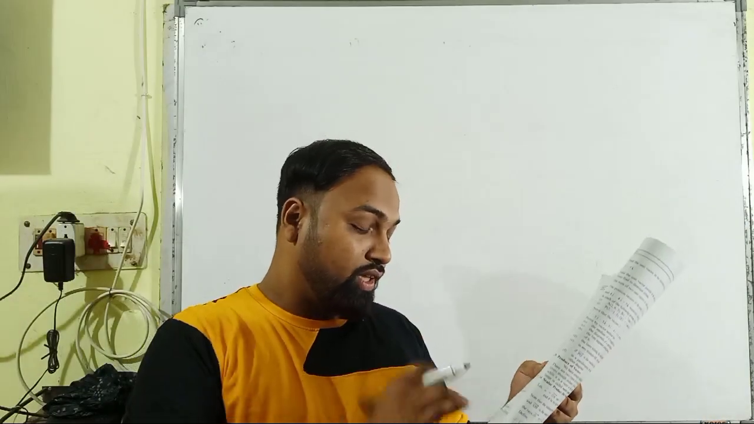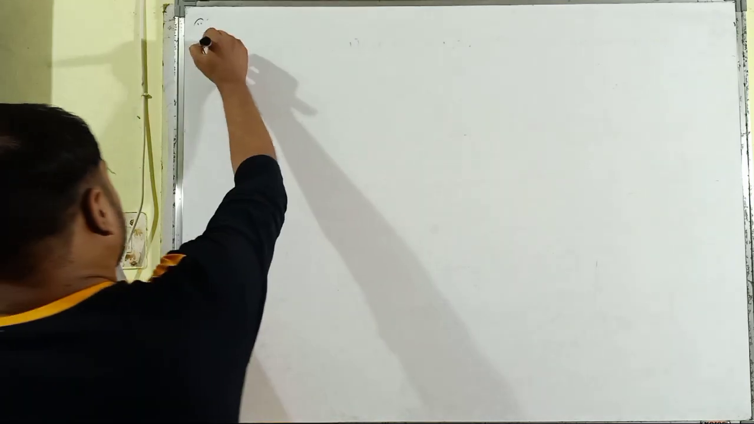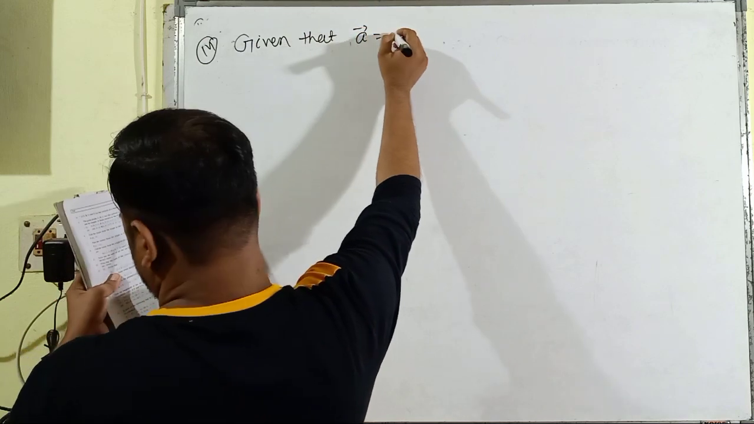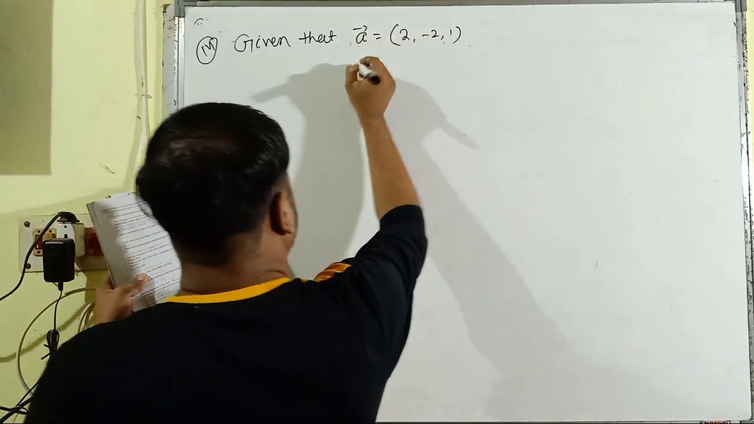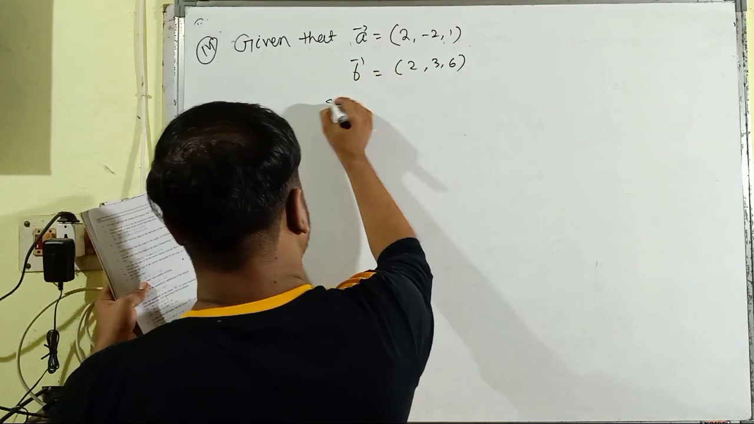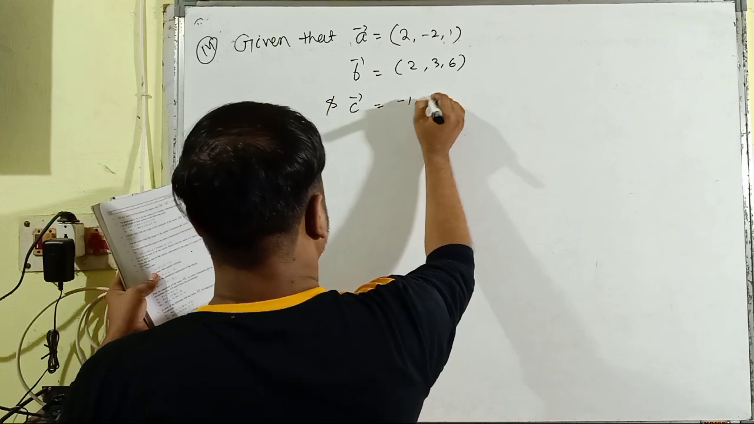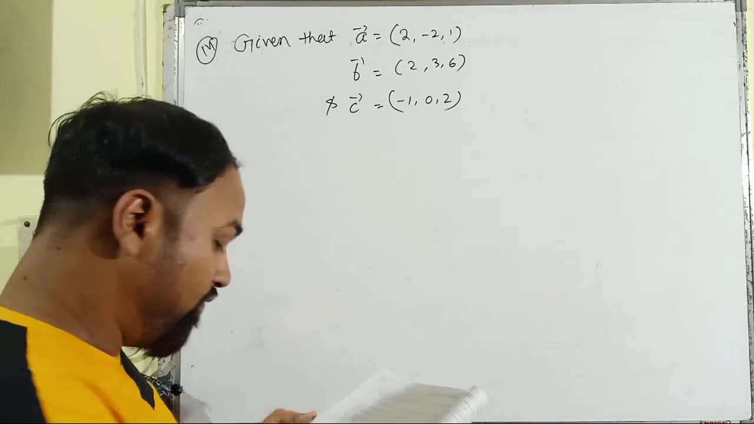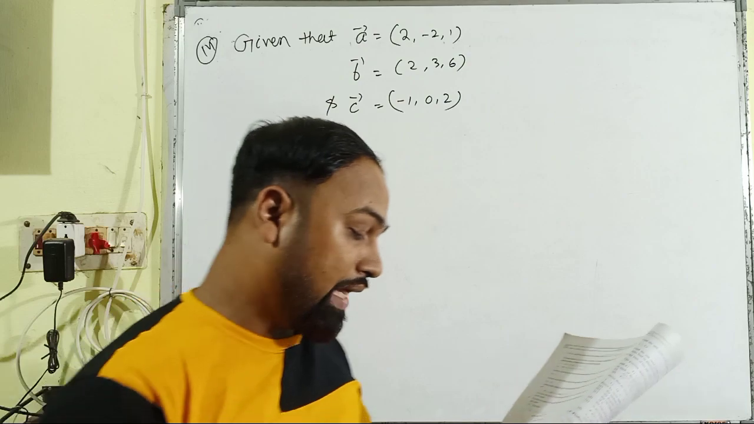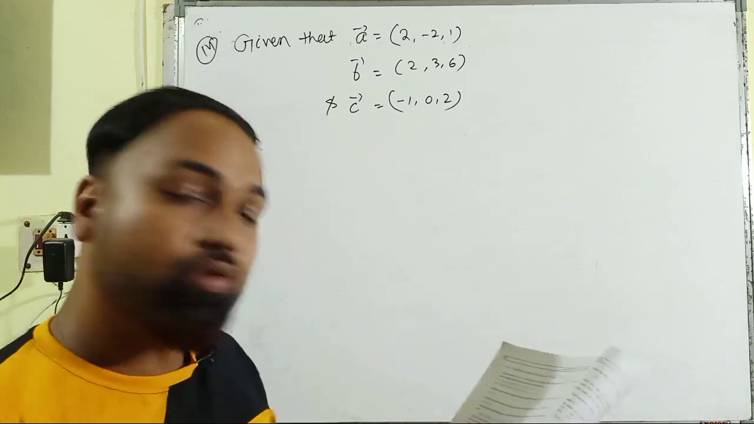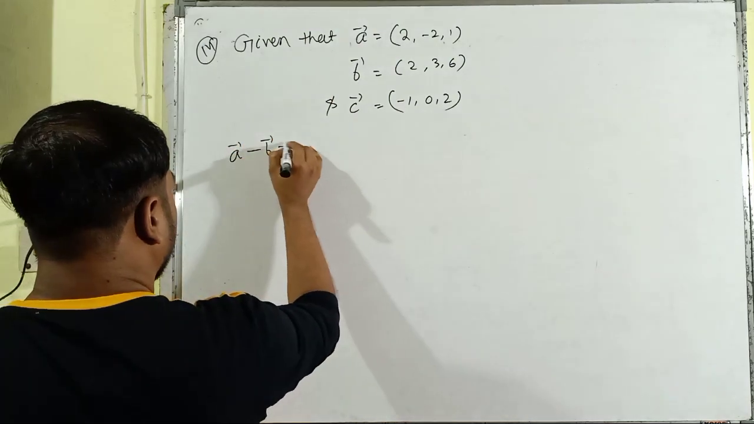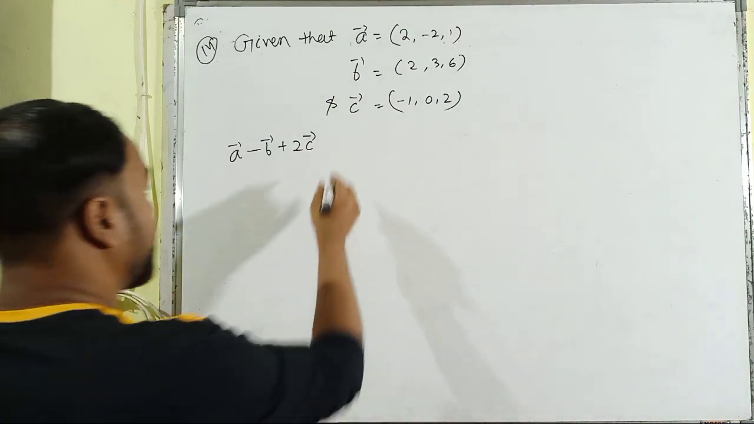So here it is question number 14, and here the given three vectors are A vector, B vector, and C vector. Then first of all we have to find out A vector minus B vector plus 2C vector, then we have to find out its magnitude, and later on we have to find out its direction. So A vector minus B vector plus 2C vector, and here it is.